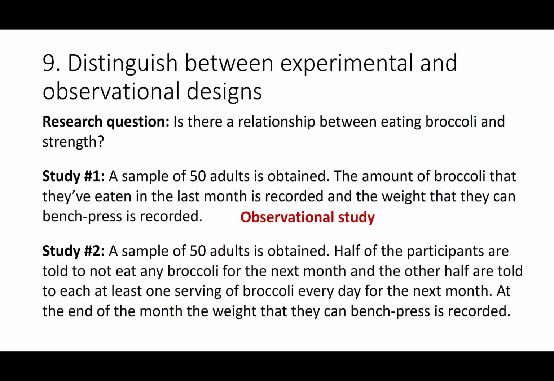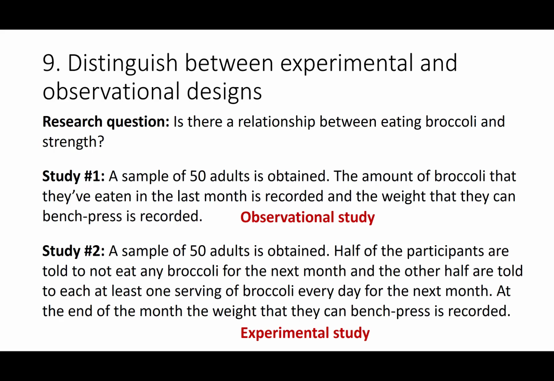In a second study, a sample of 50 adults is obtained. Half of the participants are told not to eat any broccoli for the next month, and the other half are told to eat at least one serving of broccoli every day for the next month. At the end of the month, the weight that they can bench press is recorded. Here, the researchers are manipulating the broccoli that each participant is eating. This is an experimental study.